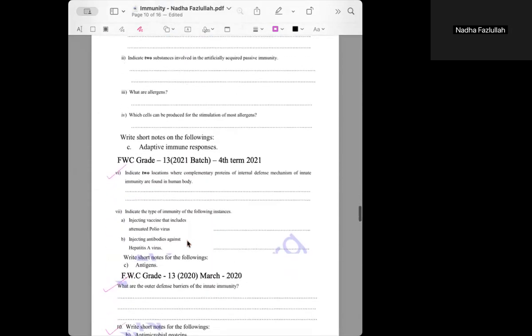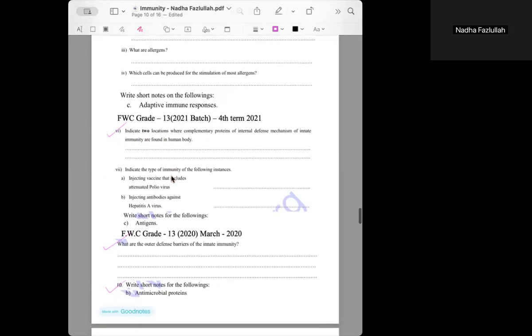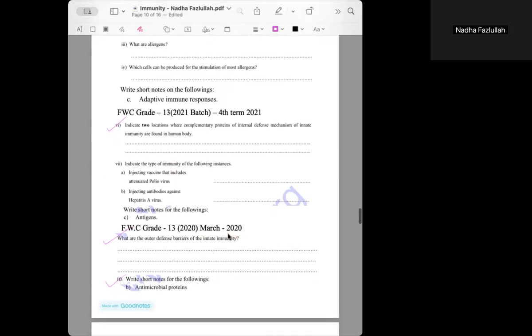Then come to the next page, 2021 batch fourth term, the first structured essay, the two locations of the complementary protein, mark it. Then in the same page, 2020 March, the two questions. Now, this is a short note about antimicrobial protein. You can send me after the class. I can correct it and send you back. So if you can WhatsApp it to me, I can correct and send it to you back. You can do this as homework, okay? Short note for the antimicrobial protein.